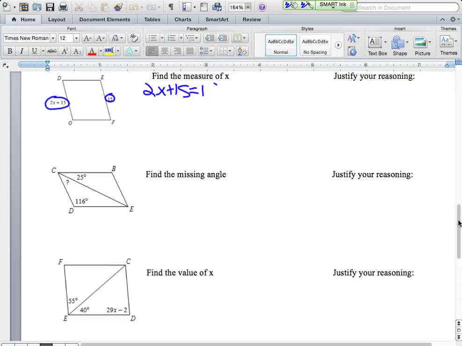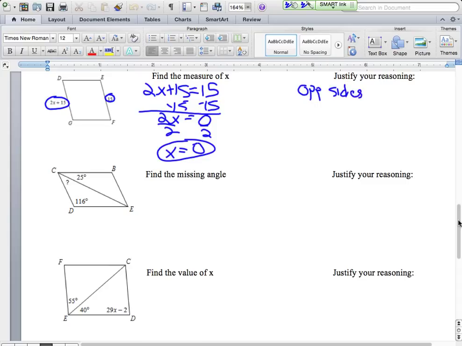2x plus 15 equals 15. So I minus 15, minus 15. I get 2x equals 0. And then I divide by 2, 0 divided by 2 is 0. That's okay. We can get x equals 0. That's not a problem. So x equals 0. That's all they wanted to know: what is x? And to justify our reasoning, we can say opposite sides congruent. Alright? Okay, let's do this next one.